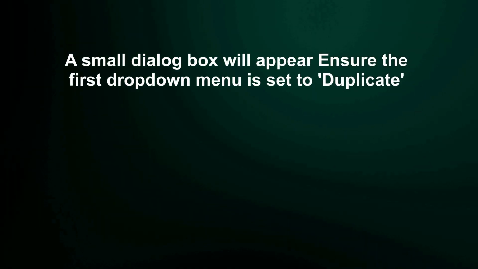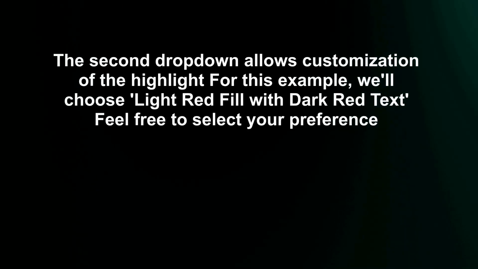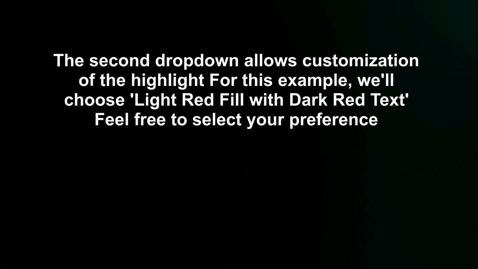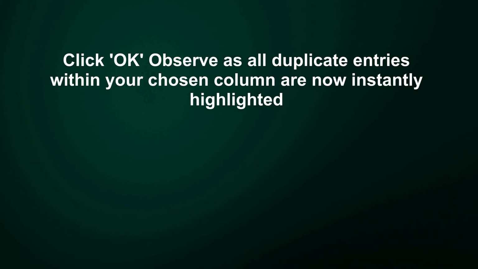Ensure the first drop-down menu is set to Duplicate. The second drop-down allows customization of the highlight. For this example, we'll choose light red fill with dark red text. Feel free to select your preference. Click OK. Observe as all duplicate entries within your chosen column are now instantly highlighted.